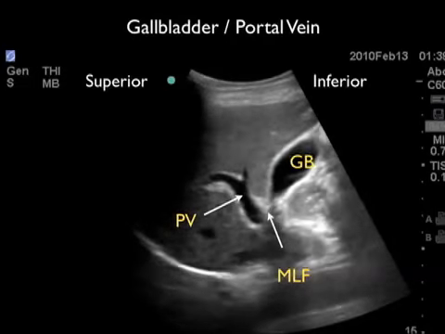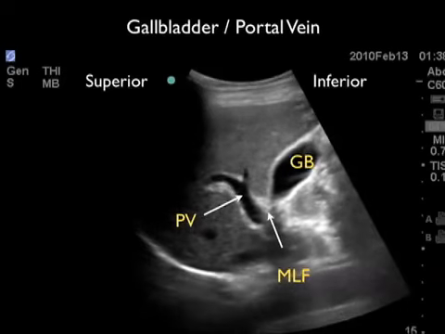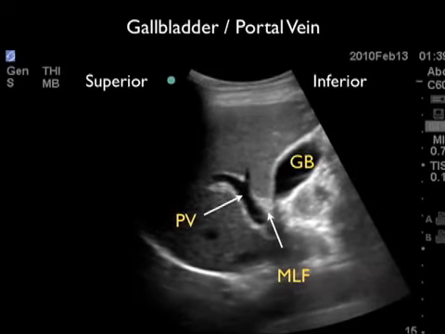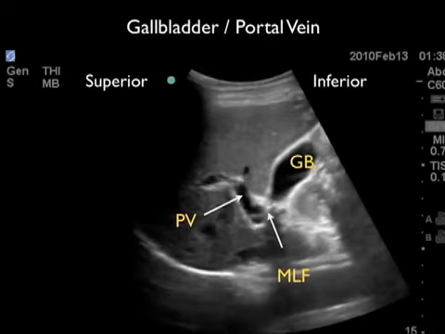Also, looking for the portal vein can be very helpful in looking for a contracted gallbladder that can be difficult to identify on bedside sonography.